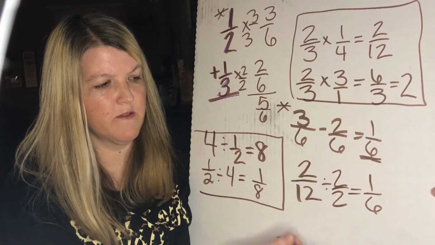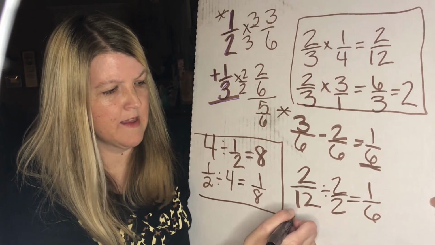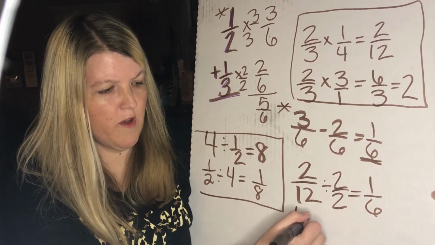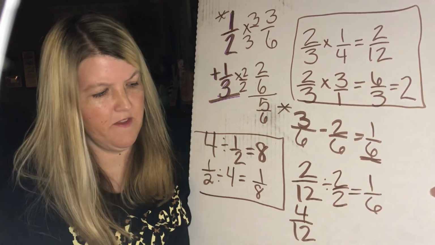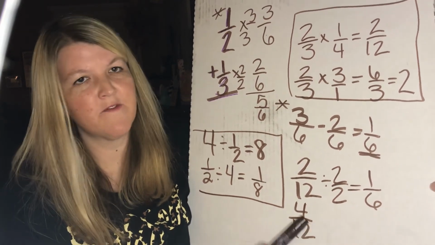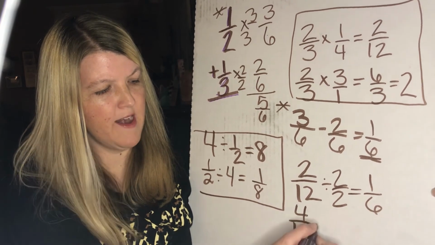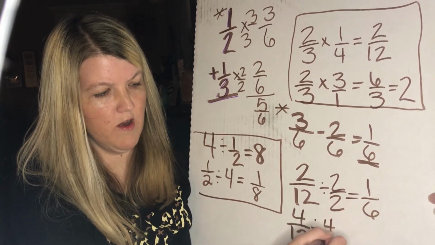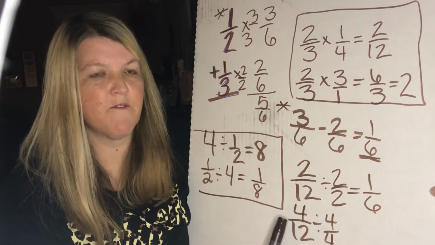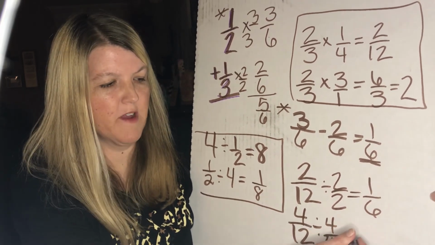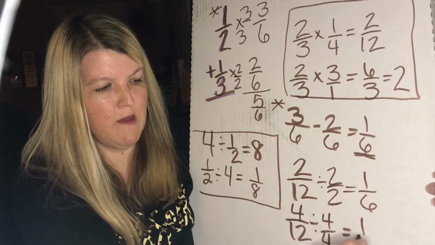Not all the time you can divide by 2. If I had, let's say I had 4/12, well, I still could divide by 2 on this one, but then I would have to divide again because I'd still end up with even numbers. But if I divide by their greatest common factor of 4, I can get it simplified in one step. So 4 divided by 4 gives me 1. 12 divided by 4 gives me 3.